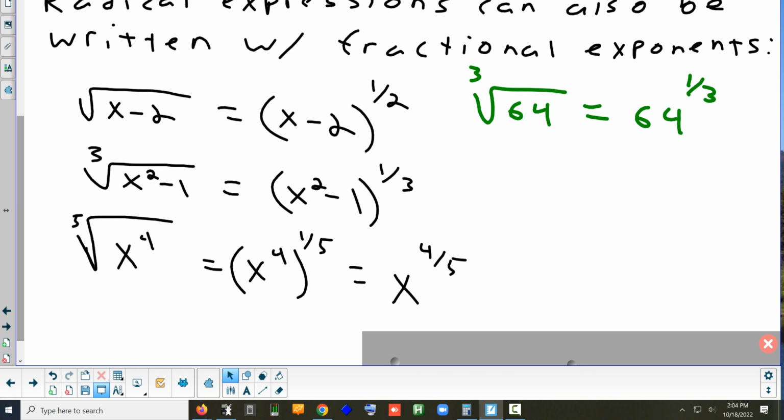So changing a radical to an exponent gives you a way to simplify a problem when you have more than one exponent. You can combine the exponents together using rules from Algebra 1. We don't do that a lot, but it could come up. Questions on that?